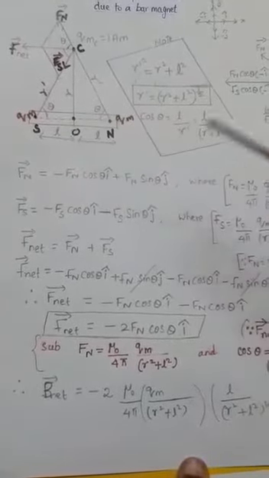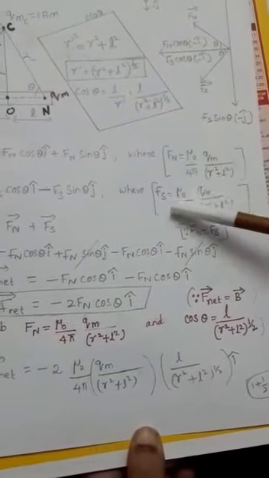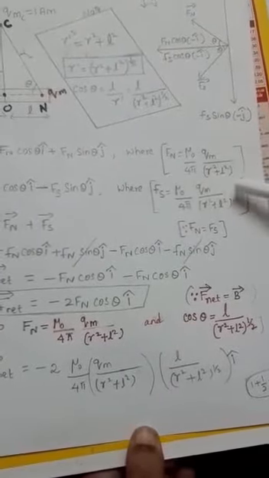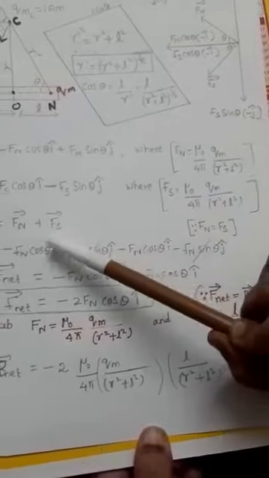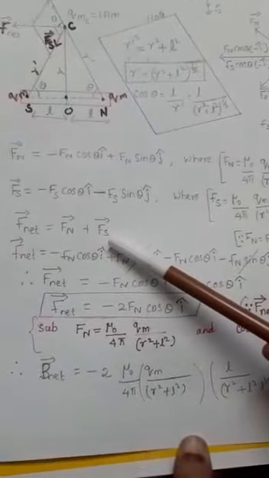Right? Now this is the proportionality constant in Coulomb's law. So you got the magnitude of Fn and Fs. Now to find the net force you have to add the Fn vector plus the Fs vector.